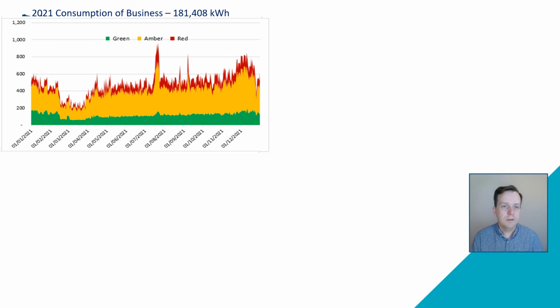And we've divided it into green, amber, red according to the charges. So you can see the proportion of red charges, and the vast bulk are amber charges. That's between 7 a.m. and 11 or 11:30 p.m. Remember, red being between 4 p.m. and 7 p.m. And then we have green, which is effectively nighttime, midnight to 7 a.m. And we have a rather large base load.